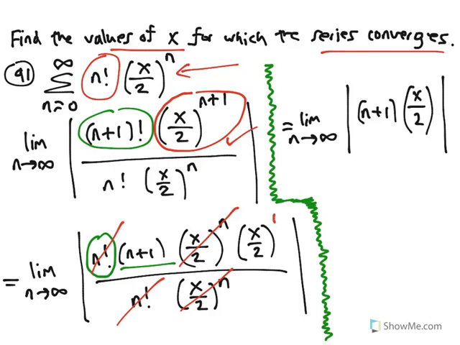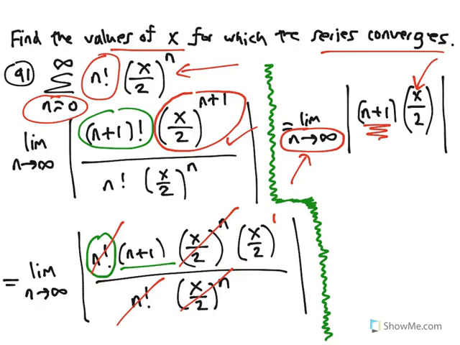So this is what we're left with, and when we look at the limit that we're left with, n is going to infinity, and we have the absolute value of n plus 1 times the quantity x over 2. And n starts at 0, but the more significant thing is n is going to infinity, so we know the quantity n plus 1 will be positive. So we don't really need absolute value for that. But remember, x is a variable. It could be any number, so we do need absolute value for that.